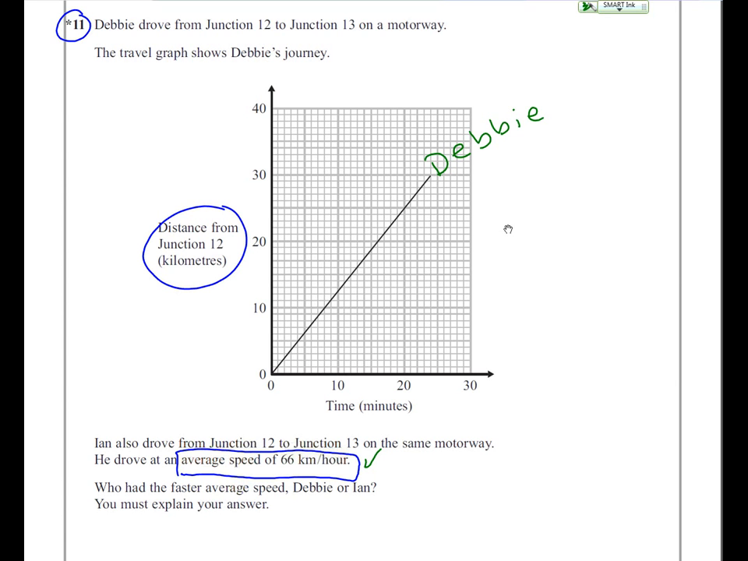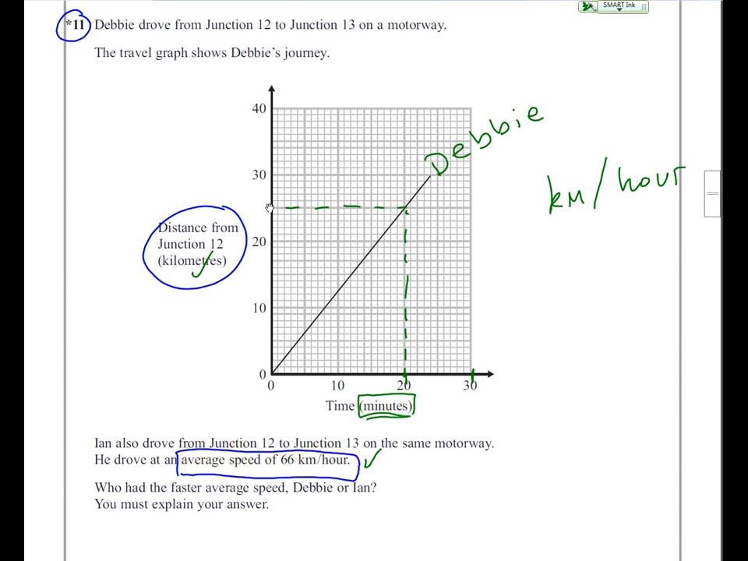Now remember, average speed has to be in kilometers per hour. We're already in kilometers, but we're in minutes. Now think about what's going to be easiest to change into hours. Well, it's probably going to be 20 minutes. We could have used 30, but then we have to extend the line a bit. It might get a bit tricky. We'll go for 20. Okay.